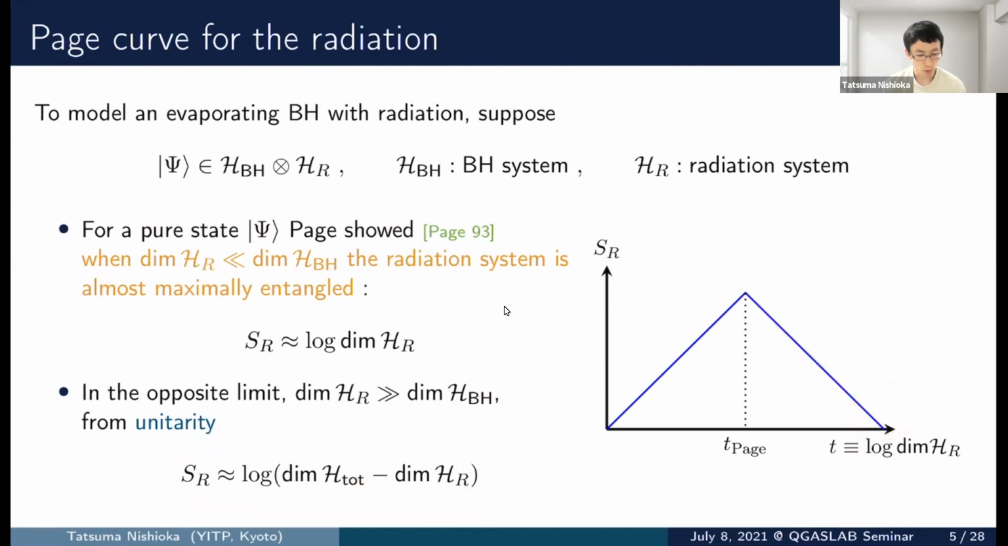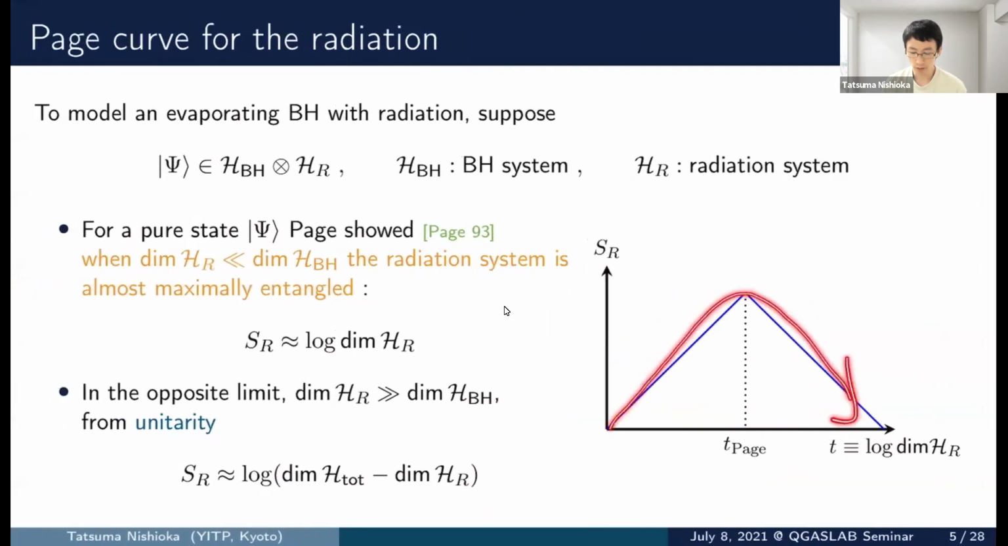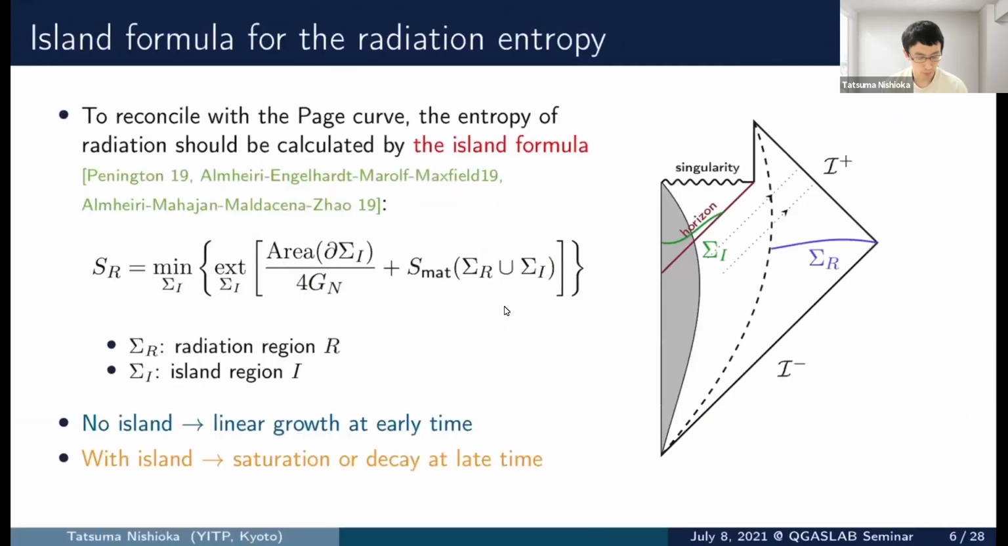So according to Page's argument, the entanglement entropy of the Hawking radiation must grow linearly at first, but at some point it should start decreasing. So this is the so-called Page curve. To reproduce this Page curve is one of the biggest problems in resolving the information paradox.